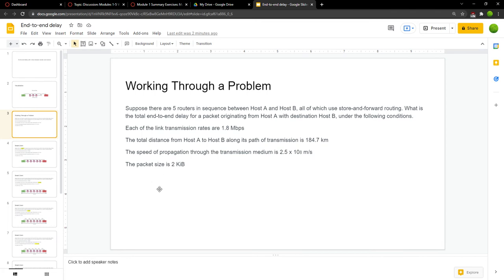Suppose there are 5 routers in sequence between host A and B, all of which use the store and forward routing method. What is the total end-to-end delay for a packet originating from host A with the destination of host B under the following conditions? Each of the link transmission rates are 1.8 megabytes per second. The total distance between host A and host B along its path of transmission is 184.7 kilometers. The speed of propagation through the transmission medium is 2.5 times 10 to the 8th meters per second, and the packet size is 2 kilobytes.